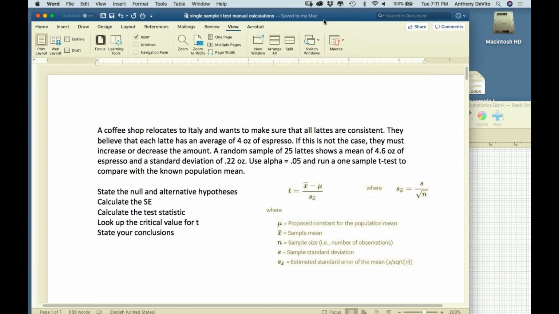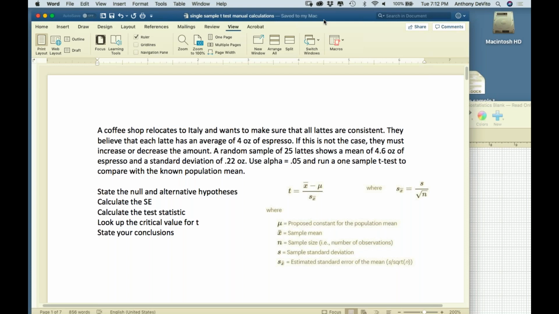Okay, let's talk about that for a second. So that 4.6 ounces, what is that? Is that mu or X bar? Is it a sample mean or a population mean? X bar, right? It's a sample mean. How about the 0.22 ounces? Is that sigma or standard deviation? That's standard deviation, right? Because sigma would have been if we had every espresso that they ever made. Okay, so now we know three things: the mean of our sample, the sample size is 25, and the standard deviation for our sample.